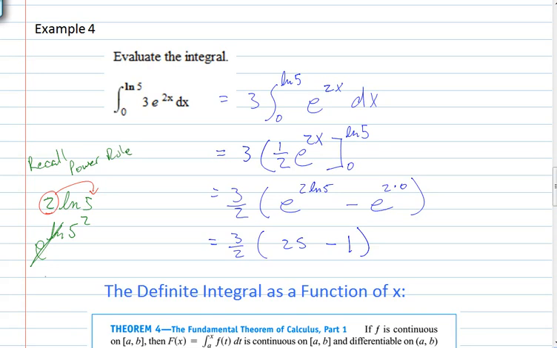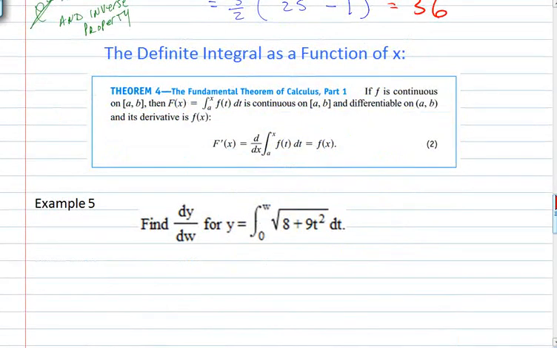And this was the inverse property for exponents and logs, just to remind you of those algebra rules. 25 minus 1 is 24. 24 times 3/2 is 12 times 3, or 36, right? Very cool. You can do this on your calculator as well to check yourself. However, on your test, you have to show your work.